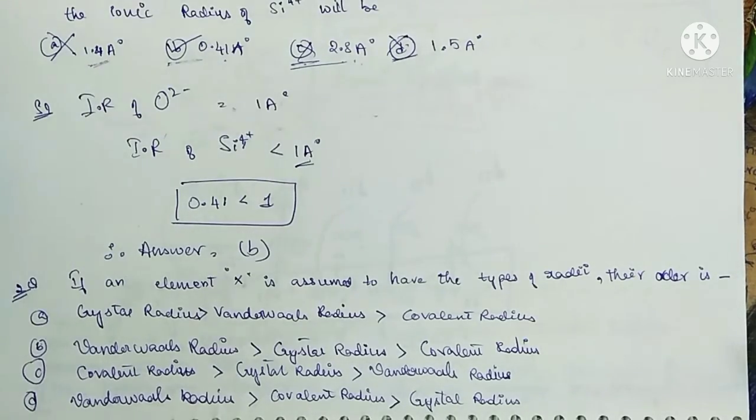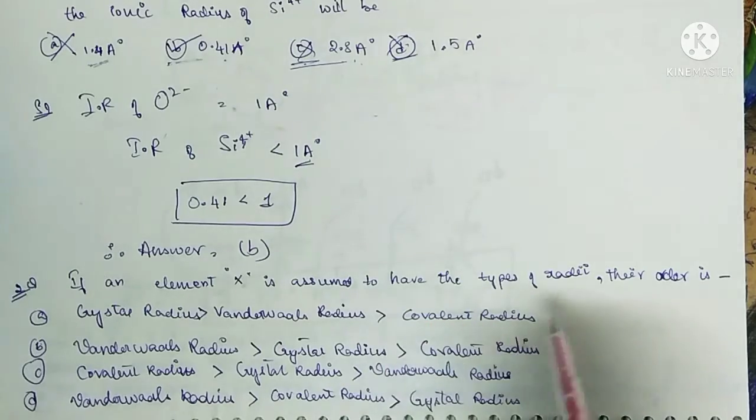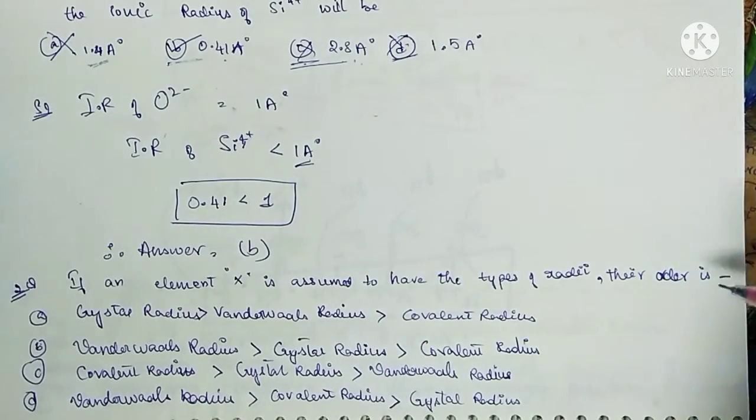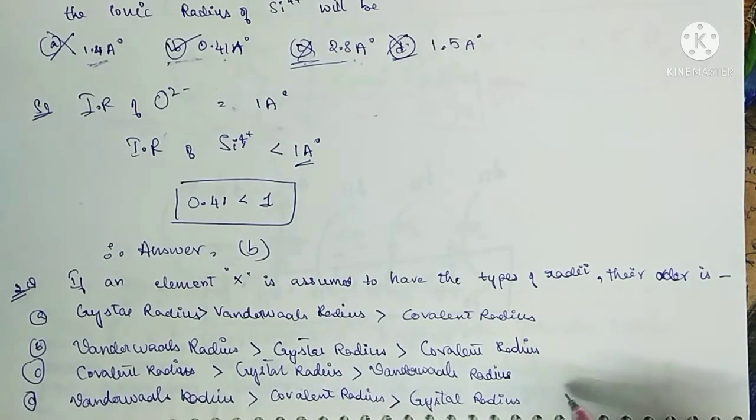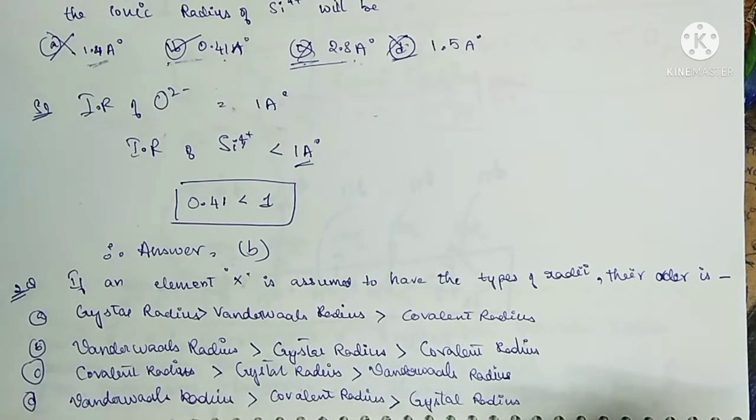So here is our second question: an element X is assumed to have 3 types of radii. Then their order is: the first option is crystal radius greater than van der Waals radius greater than covalent radius. Second option is van der Waals radius greater than crystal radius greater than covalent radius. Third option is covalent radius greater than crystal radius greater than van der Waals radius. Fourth option is van der Waals radius greater than covalent radius greater than crystal radius.